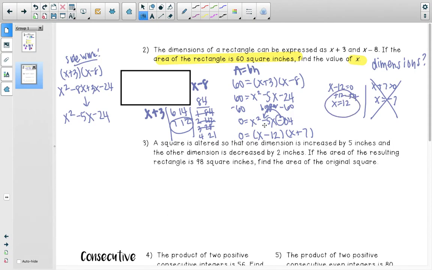So 12 is our x, but I actually want you to find the dimensions. So how do you find that? Well, you plug it into here. So you get 12 plus 3, which is obviously 15, and you plug 12 into here, which gives you 4. So this is a 4 by 15, and it says square inches.